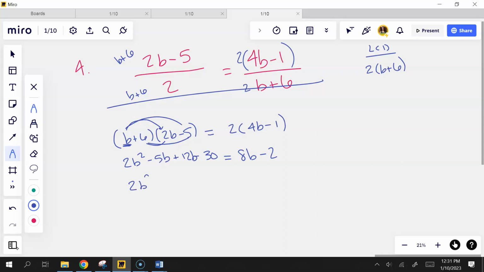All right, so I'm going to clean it up a little bit. 7b minus 30 equals 8b minus 2. I'm going to make it equal 0 since it's a quadratic. So I'm going to subtract the 8b and add the 2. So I have 2b squared minus b minus 28.